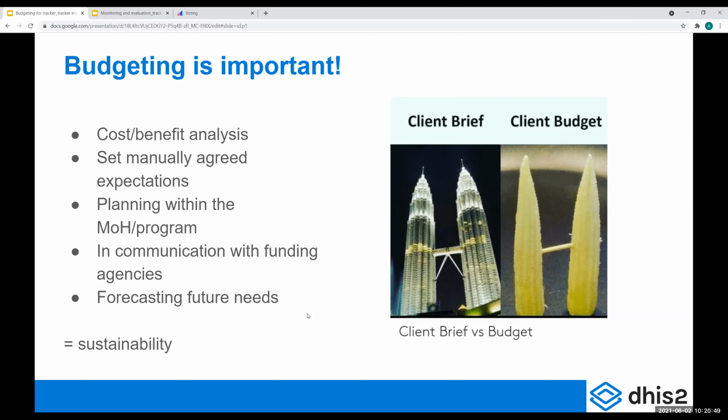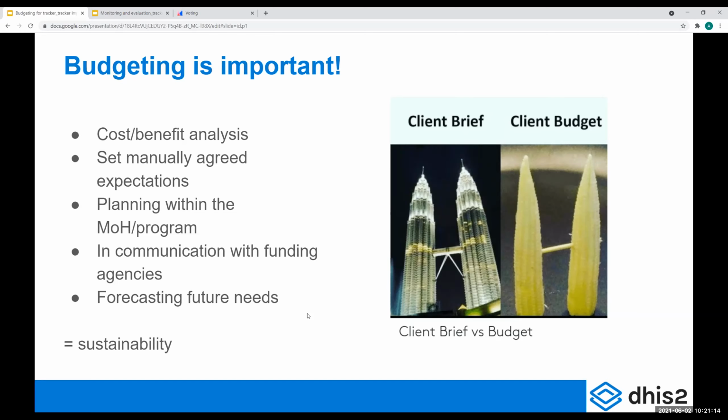Doing a tracker project, it's not done in 2 months and then you're done, then you can leave. You don't need more funding. It's an ongoing process, and there will be funding needs as long as this tracker program is alive. So getting that upfront and onto a paper or an Excel sheet is important to have a sustainable system.